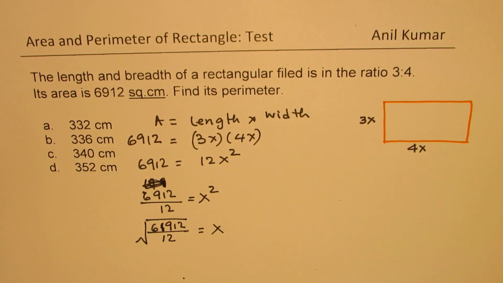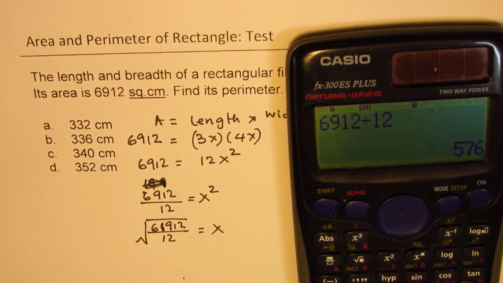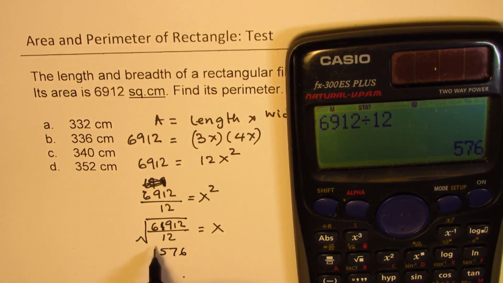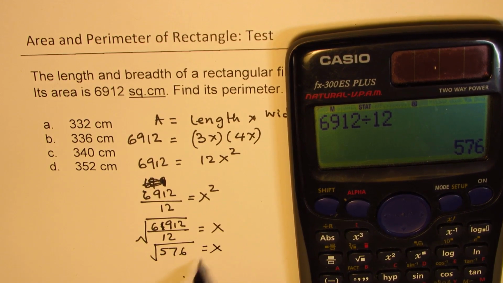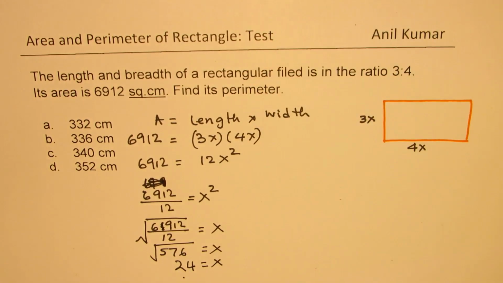So now we can use a calculator to calculate this value. You can also divide by 12 and figure it out. So we have 6912 divided by 12, which is 576. The square root of our answer is equal to 24. So we get 24 as the value of x, correct?